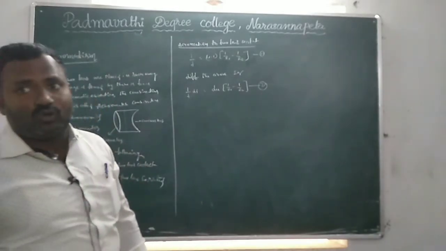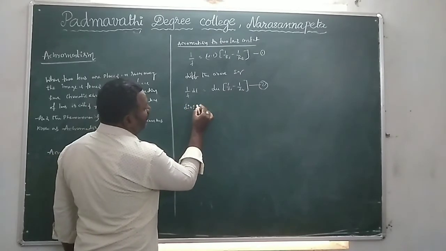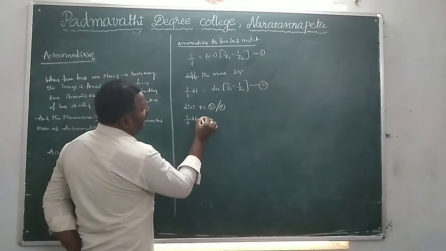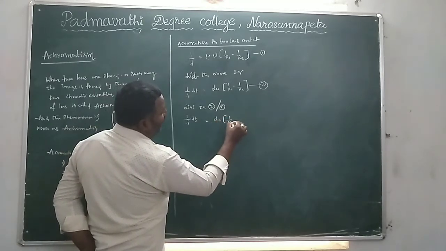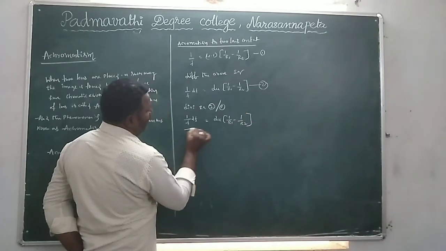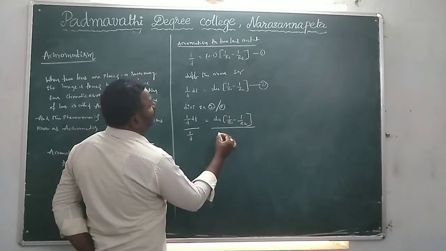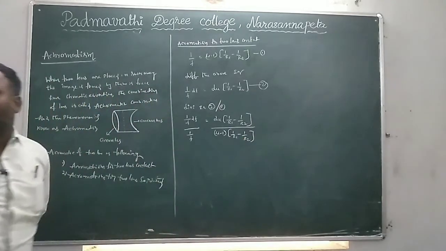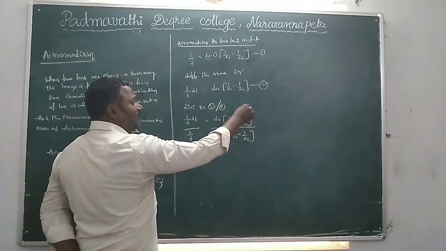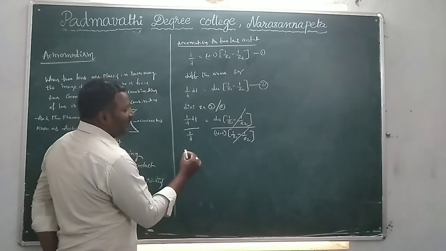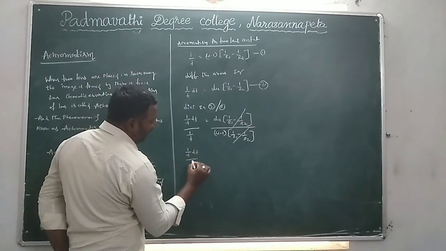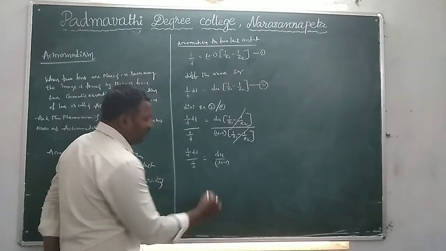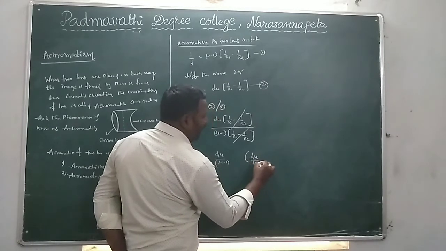Now dividing equation 2 by equation 1: (1/f) df divided by (1/f) equals d(mu)(1/r1 - 1/r2) divided by (mu - 1)(1/r1 - 1/r2). Here the terms (1/r1 - 1/r2) in numerator and denominator cancel. Therefore df/f = d(mu)/(mu - 1). Here d(mu)/(mu - 1) is equal to omega.